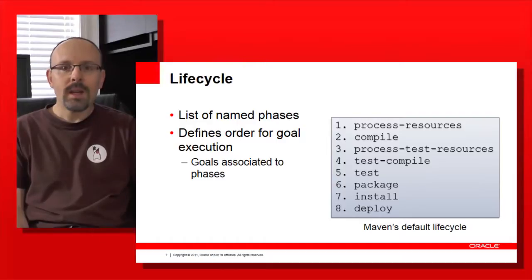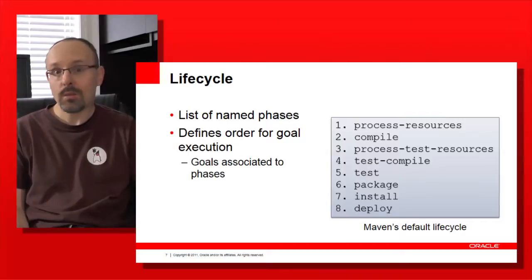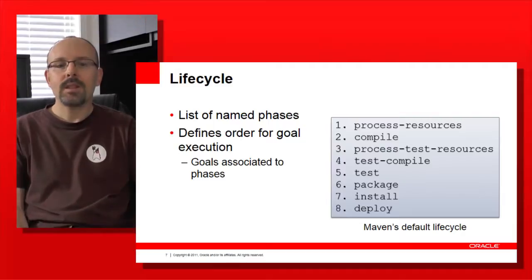So every goal in a plugin is linked to one or several lifecycle phases inside the Maven lifecycle. So what's the Maven lifecycle? Basically, it's just a list of named phases. And this defines the order for goal execution, because each goal, as I said, is associated to a phase.